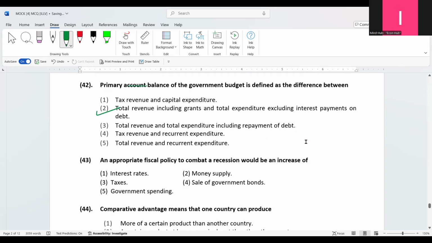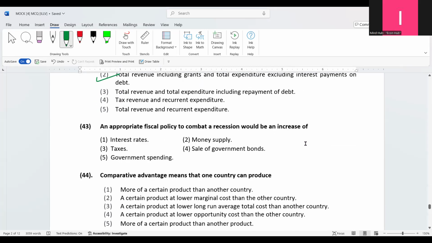Right. Then, okay, just give me 1 minute, but I need to check something on this primary balance. Okay. Right. Okay. Yeah. So, right.